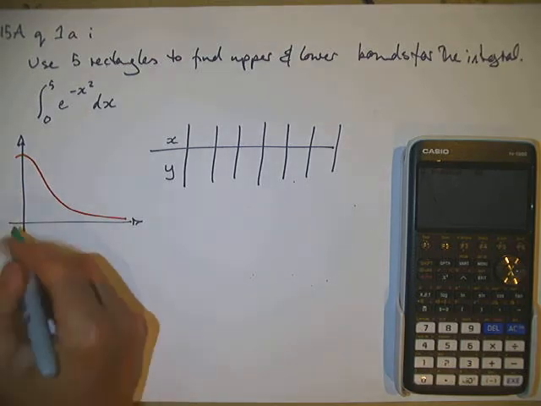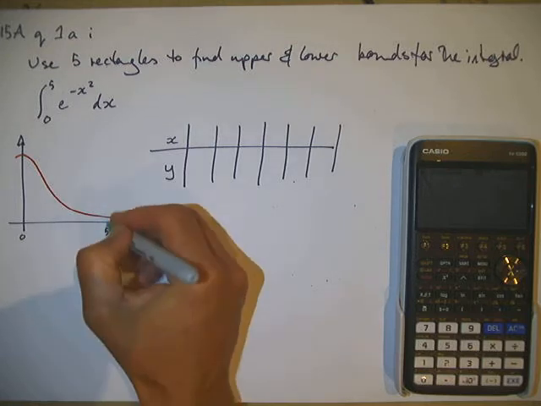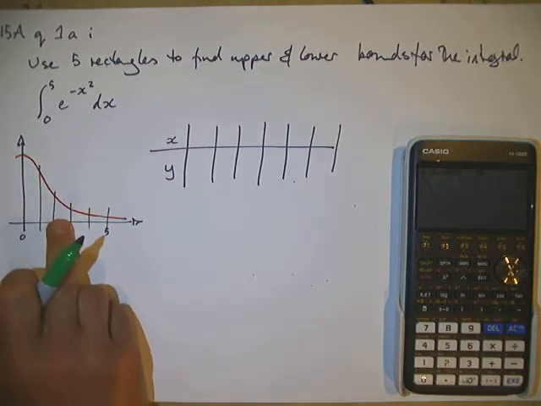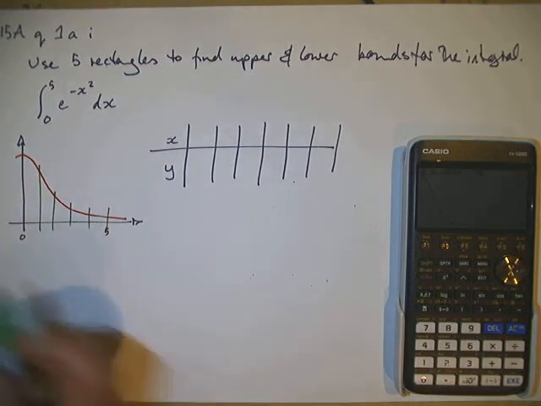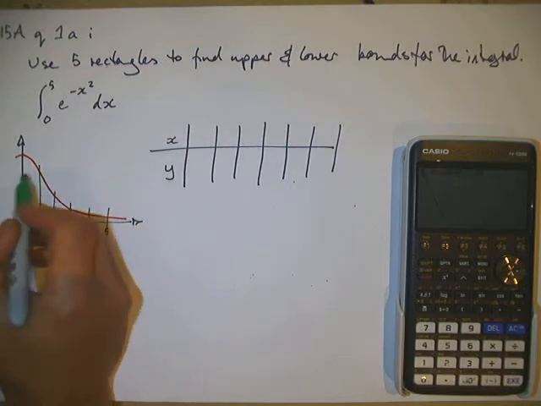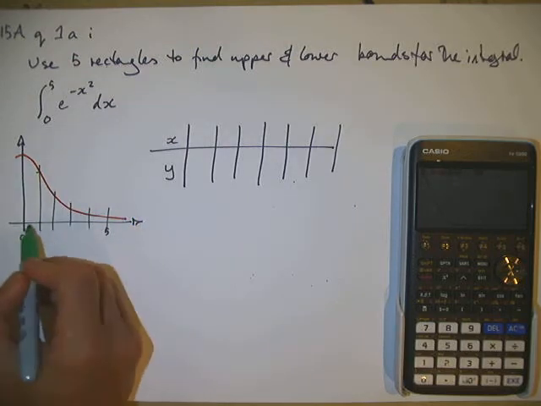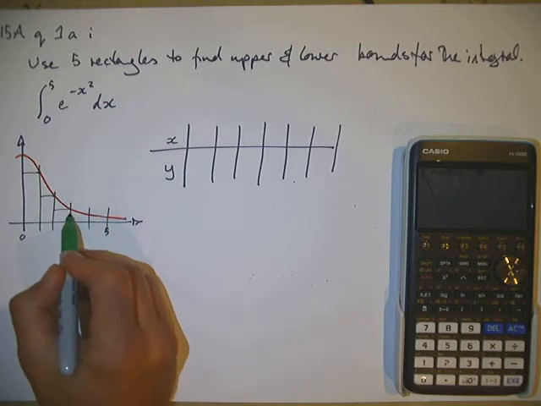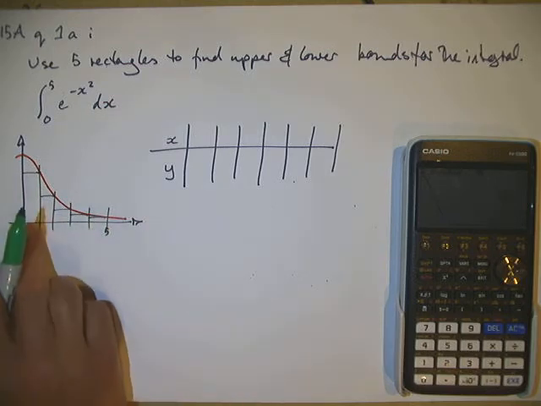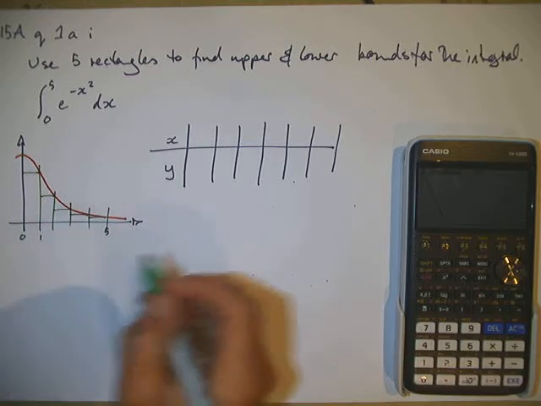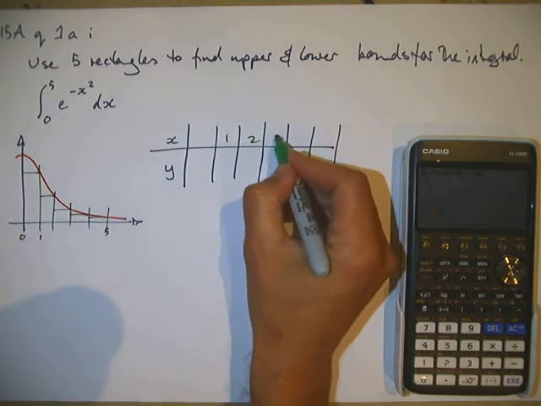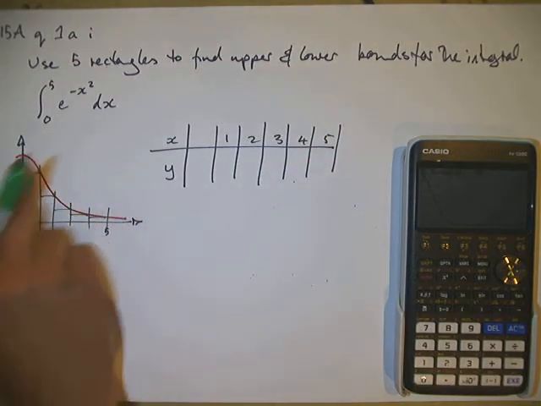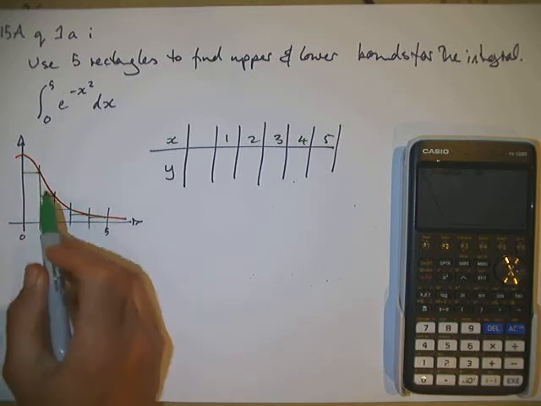So if we divide 0 to 5 into 1, 2, 3, 4, 5 equally spaced intervals, I could draw rectangles using the upper value in each interval. So I could draw a rectangle there, there, there, there, and there. That would be the equivalent of using x values of 1, 2, 3, 4, and 5 to find y values. All those rectangles don't reach the curve.